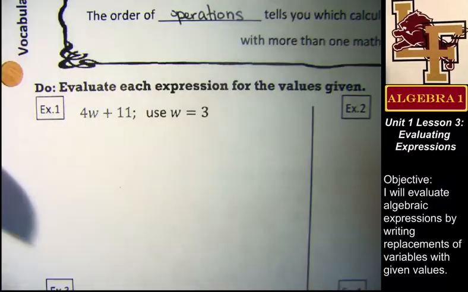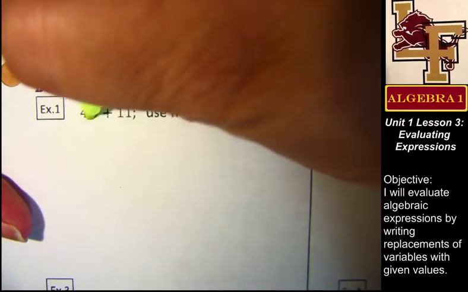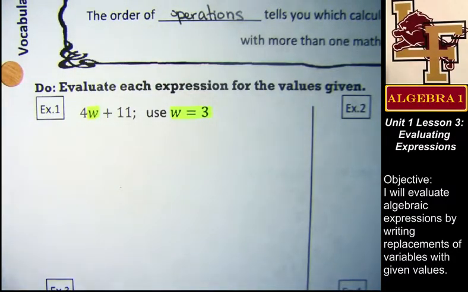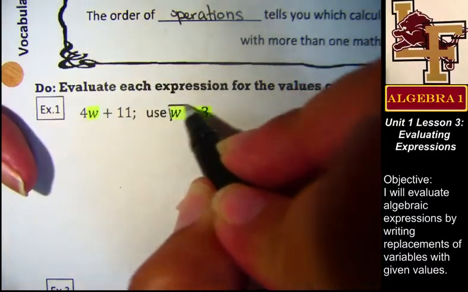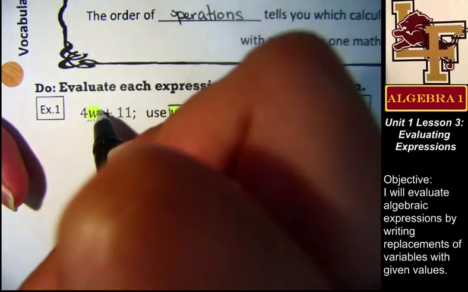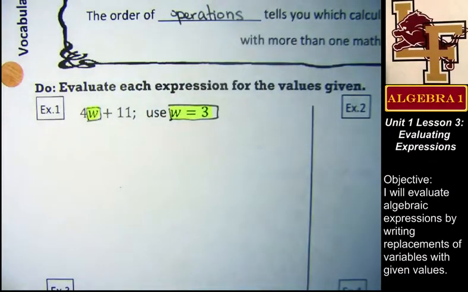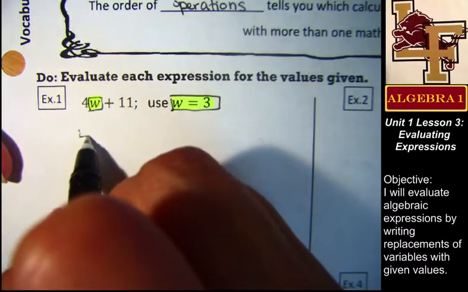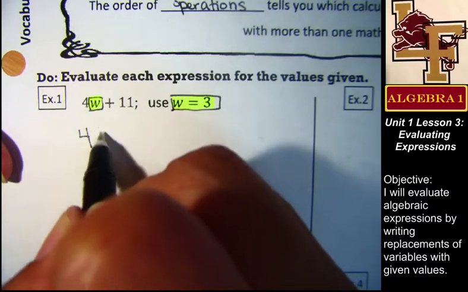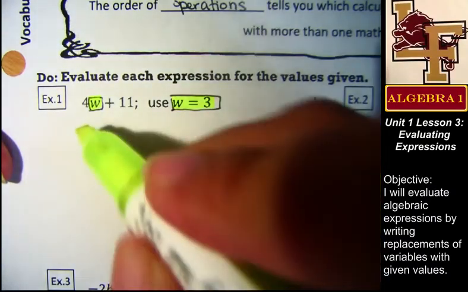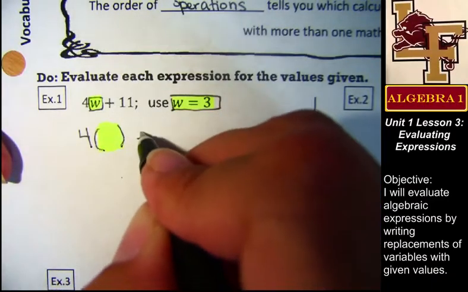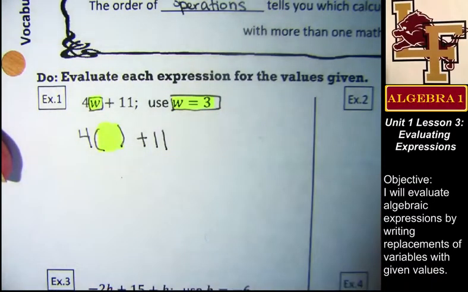All right, so here's my variable. I'm going to highlight. If you're not using highlighters, go ahead and put a box around that variable, something so you can see it. And then we're going to box in that value, okay? So that's the replacement, the substitution that I'm going to make. So I'm going to write 4, and then I need to write the variable here. Okay, and I'm going to use parentheses to do that.